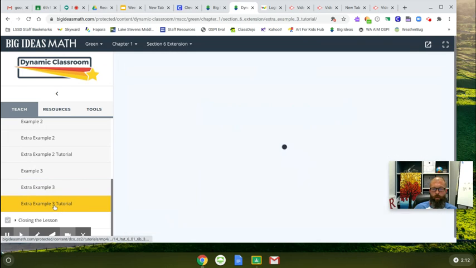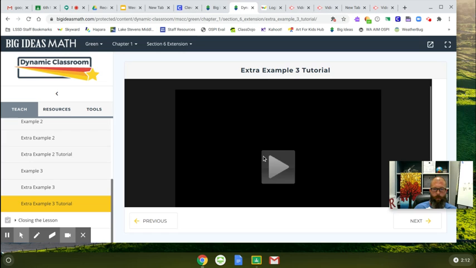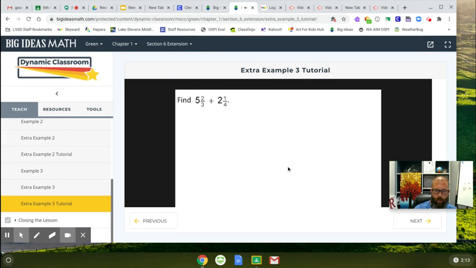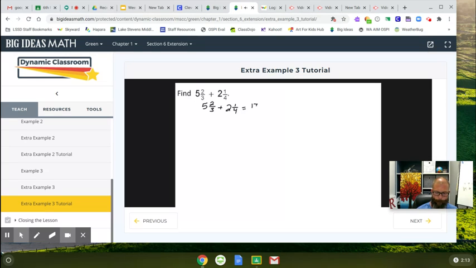So here is a quick tutorial for you. Find 5 2/3 plus 2 1/4. You first want to write the sum using improper fractions. 5 2/3 as an improper fraction is 17/3, and 2 1/4 as an improper fraction is 9/4.